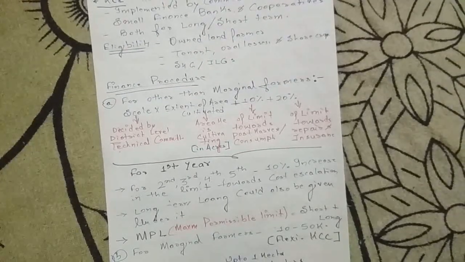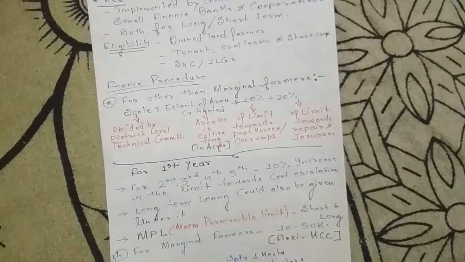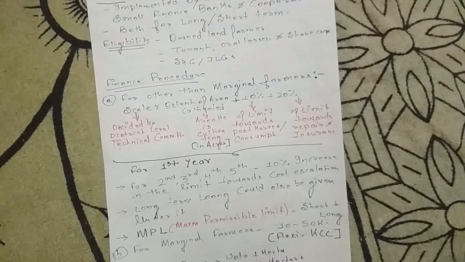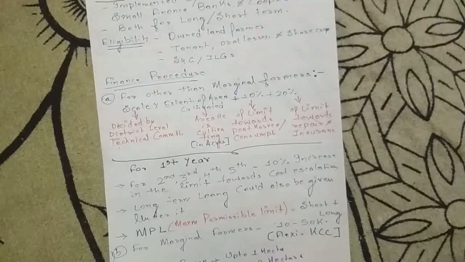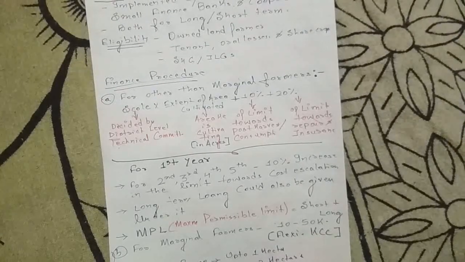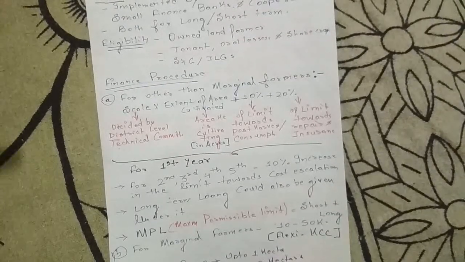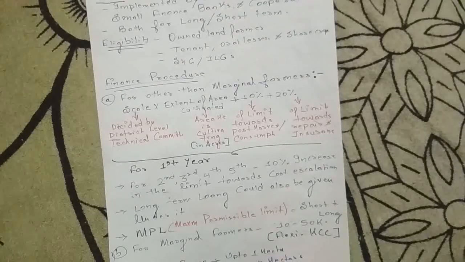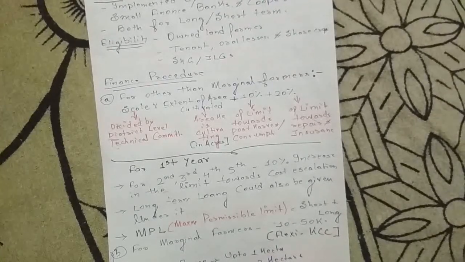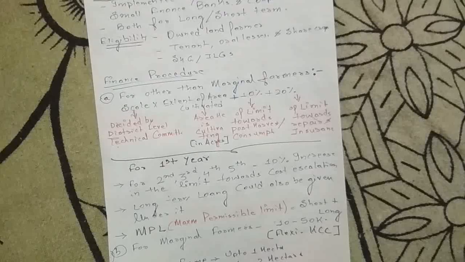This is for the first year. From the second year onwards, the first year amount is calculated according to the formula, then a 10% increment will be given per year because of cost escalation. This 10% increase every year is because of the cost escalation.